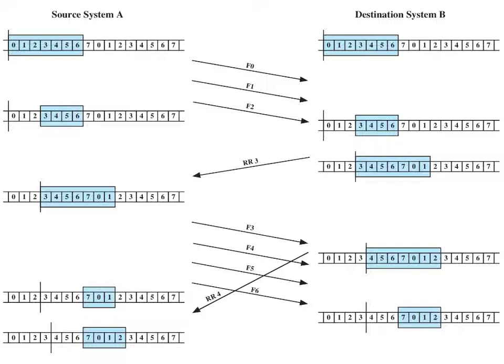At the start, A has not sent anything, B has not received anything, and B has space in its buffer for 7 frames, and A is allowed to send 7 frames. So at the start, everything's initial. The maximum window is 7, meaning A is allowed to send 7 frames, and that's indicated here. It's going to start at sequence number 0, so it's allowed to send 0 through to 6. That's indicated by the blue rectangle.